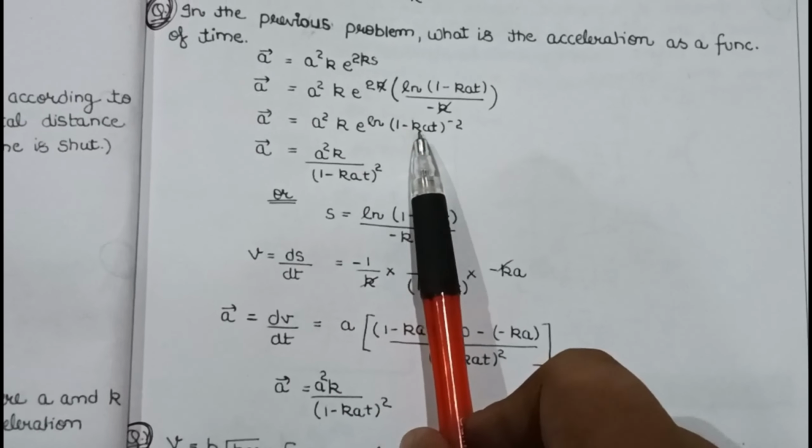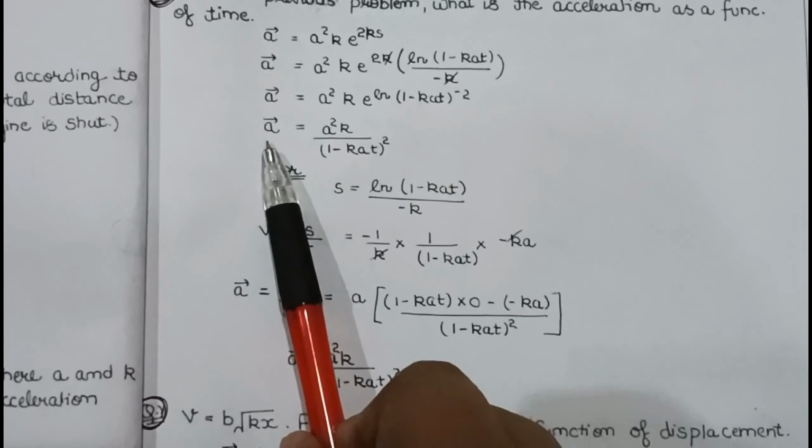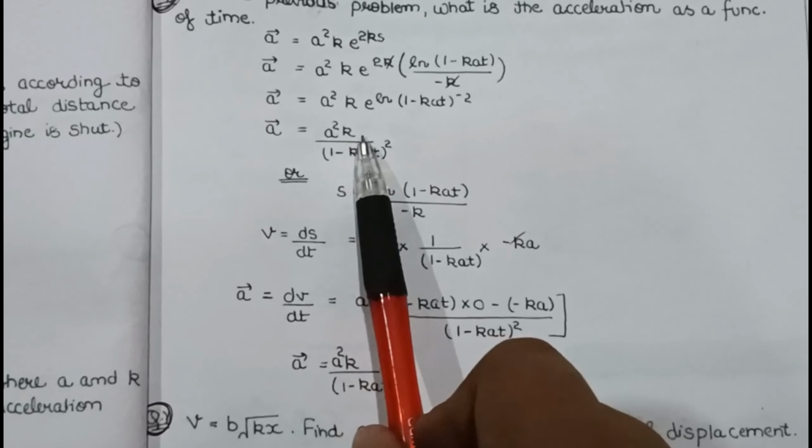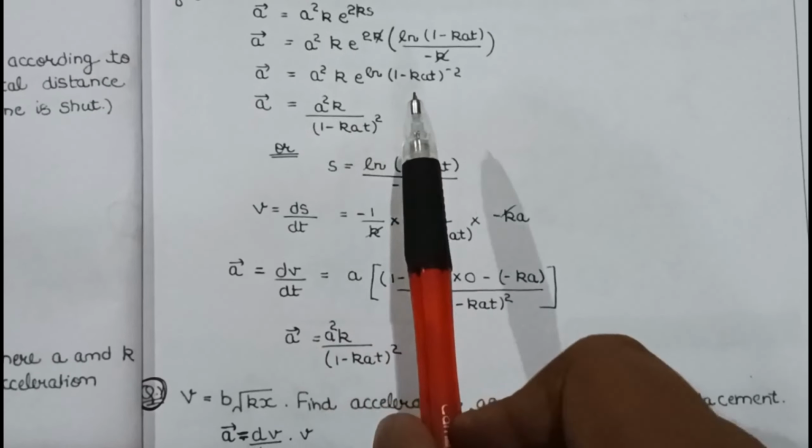ln into (1 minus k·a·t) whole power minus 2. The acceleration vector is equal to a square into k upon (1 minus k·a·t) whole square.